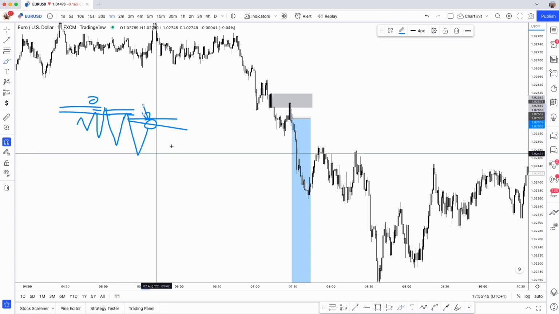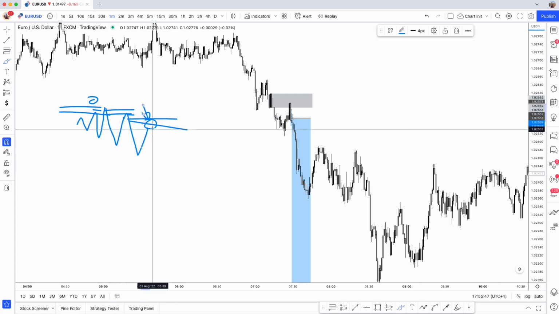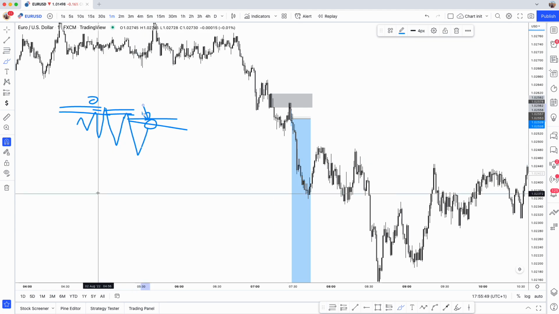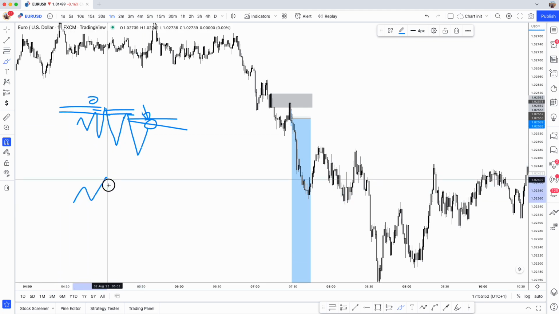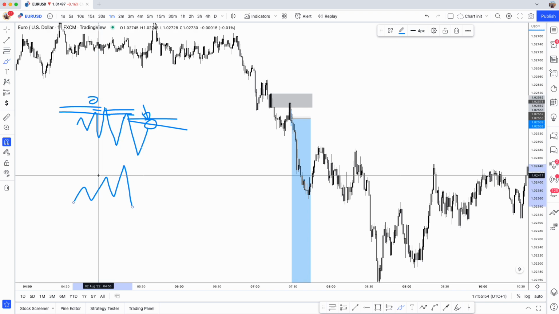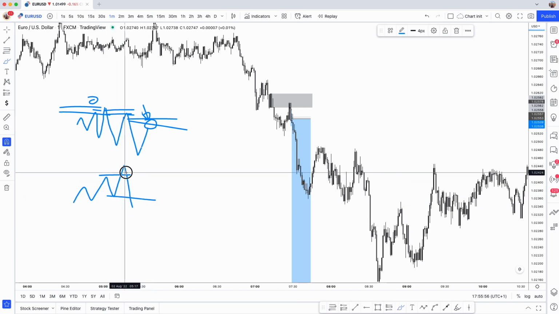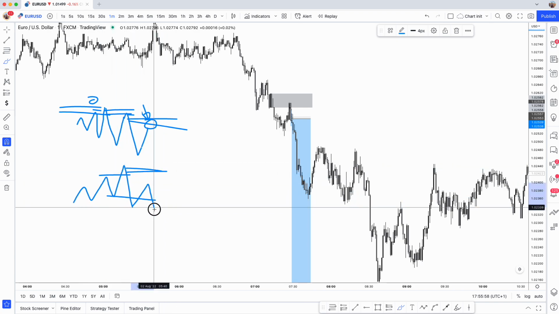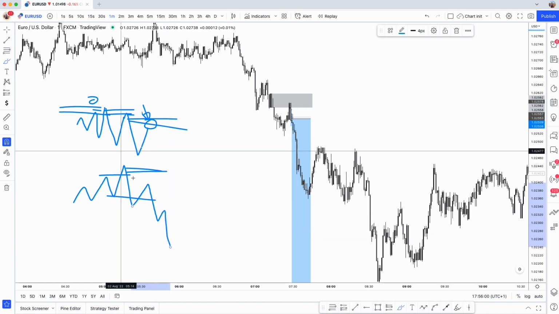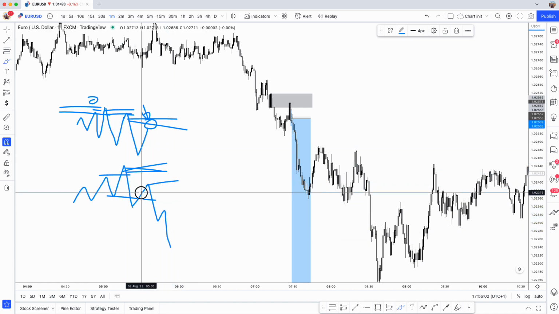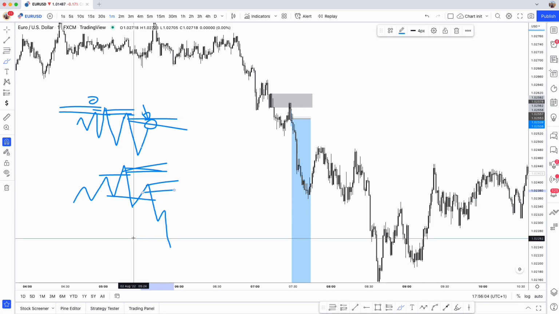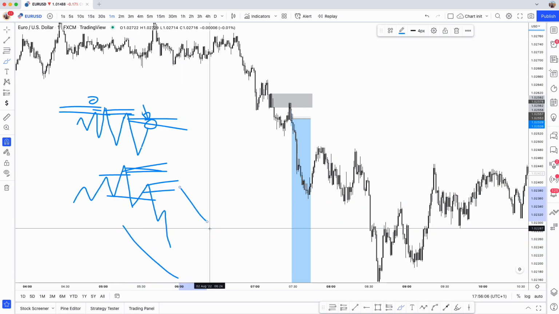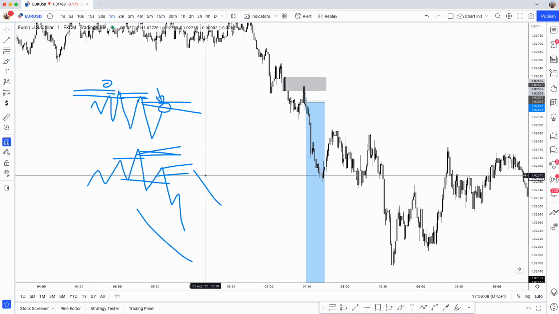However, if you miss these moves, or say for example if price doesn't retrace back to that, we have two POIs and price didn't retrace, we still have to use our structural rules and still go up the time frame.